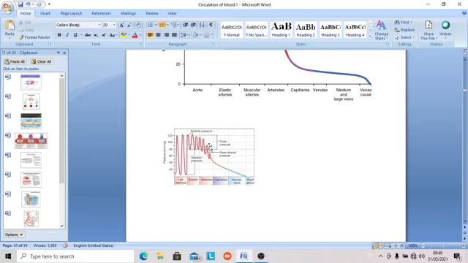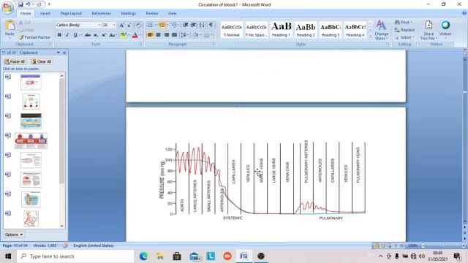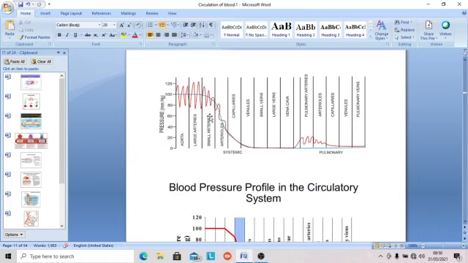Then it goes on reducing in the arterioles and becomes very minimal. It almost disappears in the later part of arterioles. In capillaries there is no pulse. Then venules etc. don't have a pulse. This is the exact blood pressure profile in the whole circulatory system.